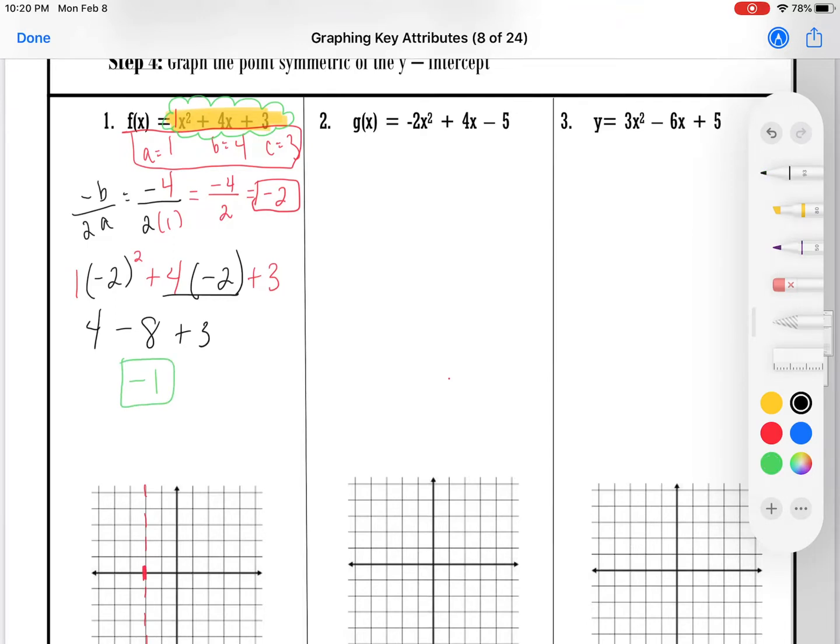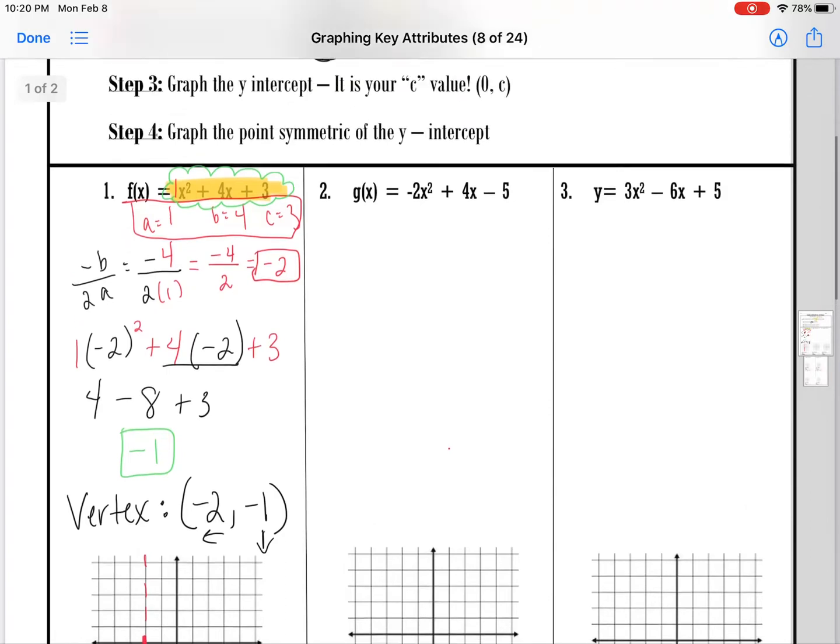So I now know that my vertex is at negative 2, comma, negative 1. Okay, so now I'm going to graph that on my graph. So my vertex, I'm going to go left 2 and down 1. So from here, left 2, down 1, put a dot. Okay, so there's my vertex and my axis of symmetry.